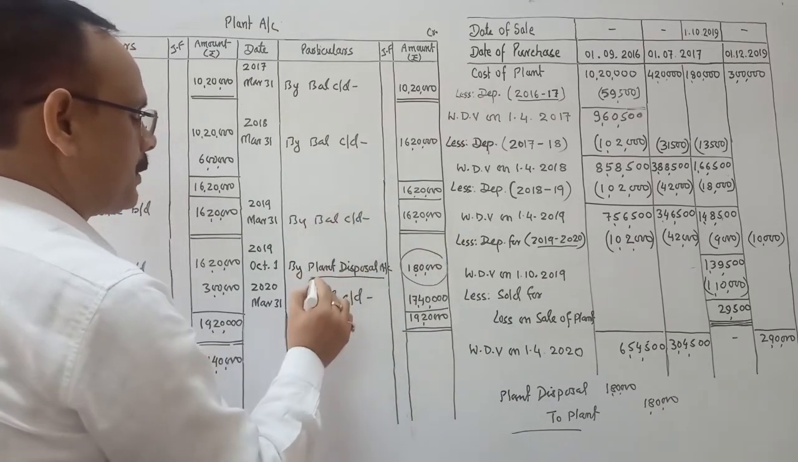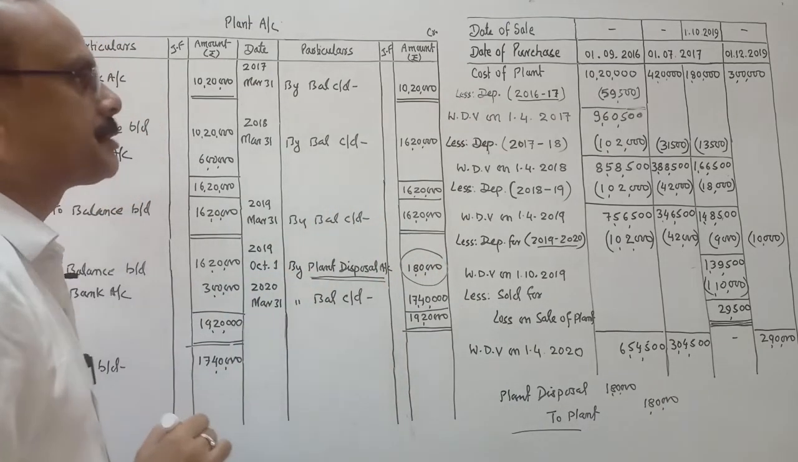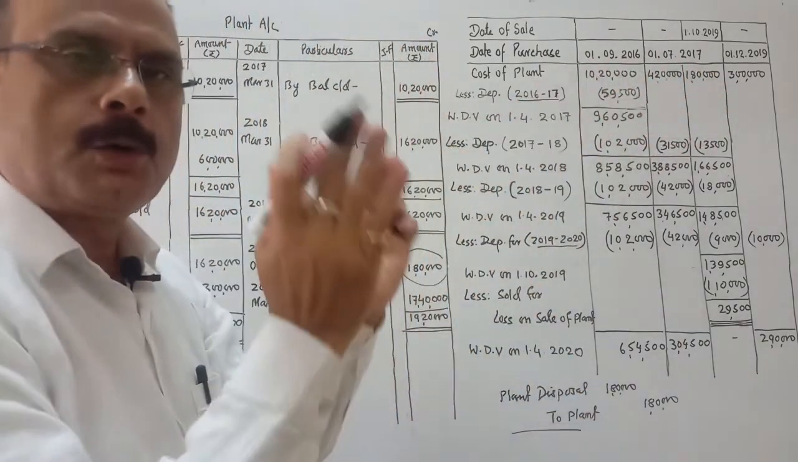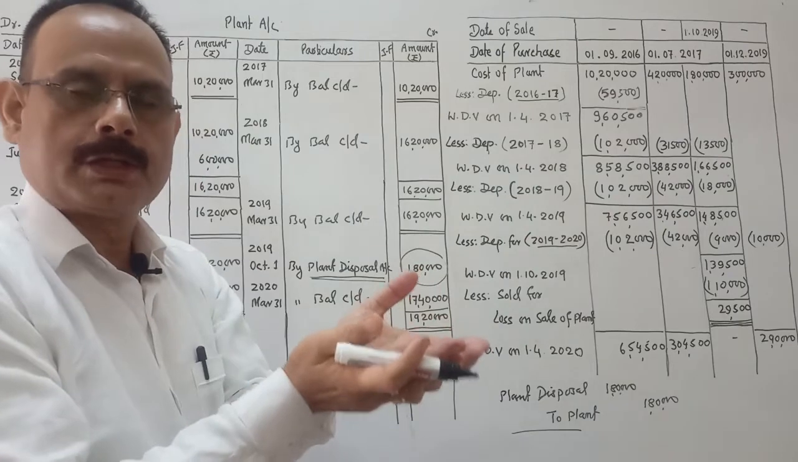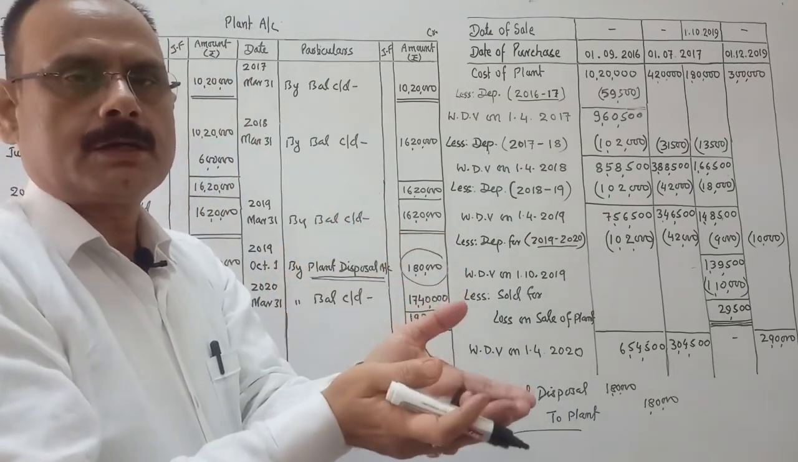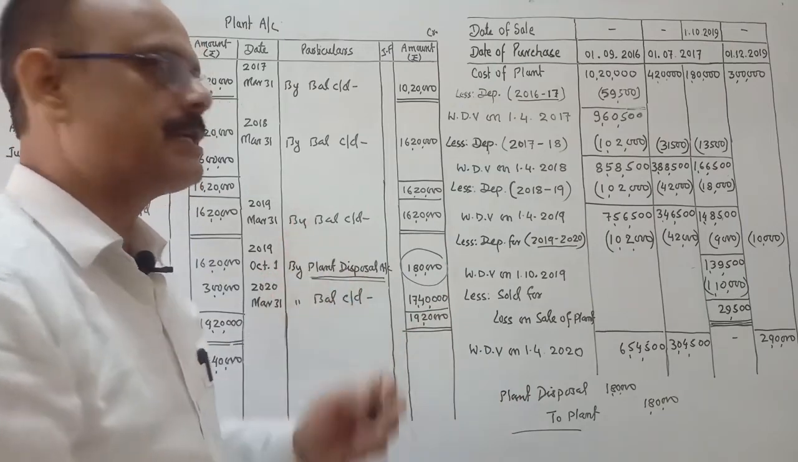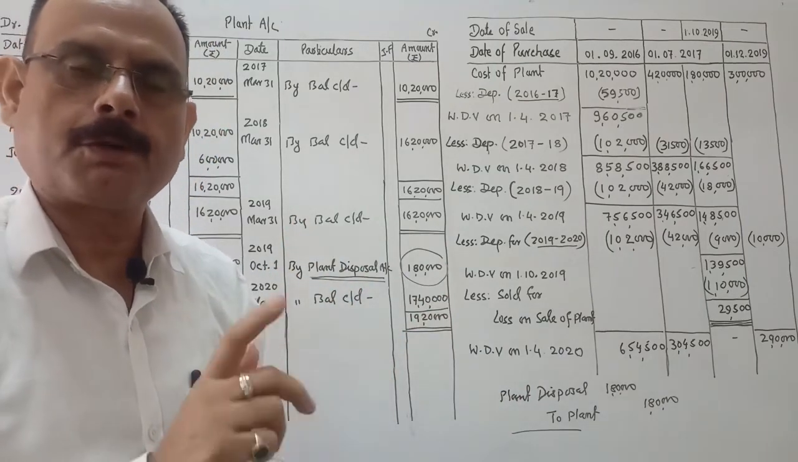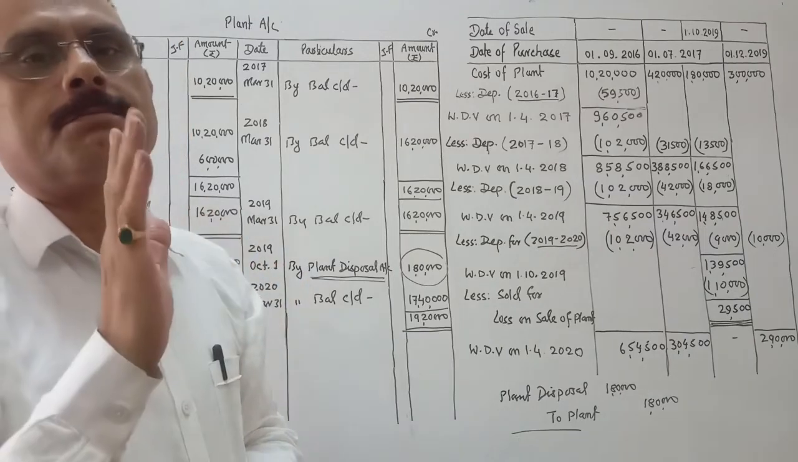This will be transferred to which account? Plant disposal account. The original cost, the whole amount of the plant which was sold, will be transferred to the plant disposal account, and a separate ledger will be operated to find out the profit or loss on sale of plant.